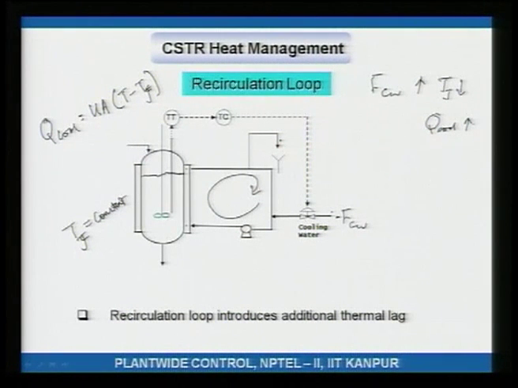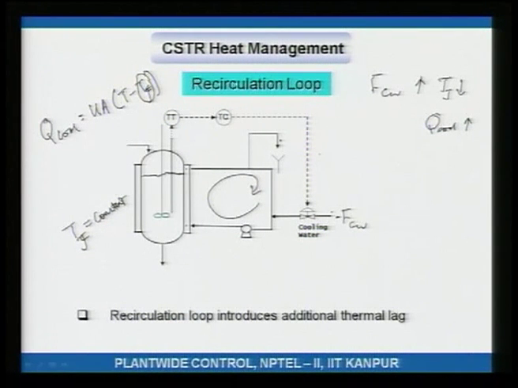So the amount of heat transferred across the wall of the reactor is adjusted by adjusting Tj, and Tj gets adjusted by adjusting the amount of cooling water that is being put into the loop. Now you may think that if I want to control the temperature of the reactor, what I do is I measure the reactor temperature, and if the reactor temperature is increasing, I put more cooling water. If the reactor temperature is decreasing, I put less cooling water.